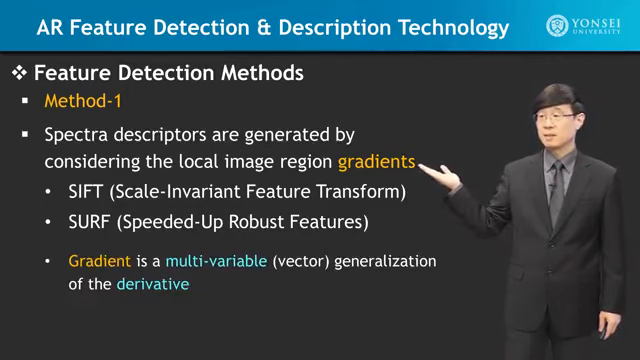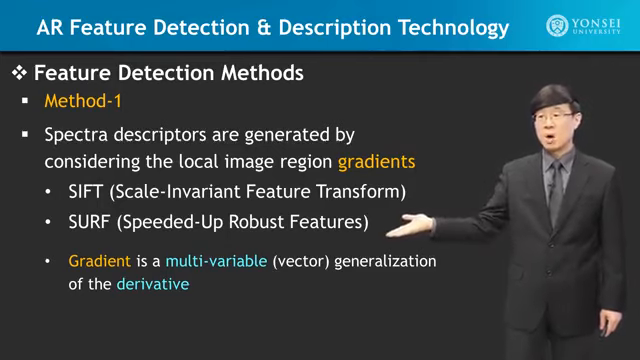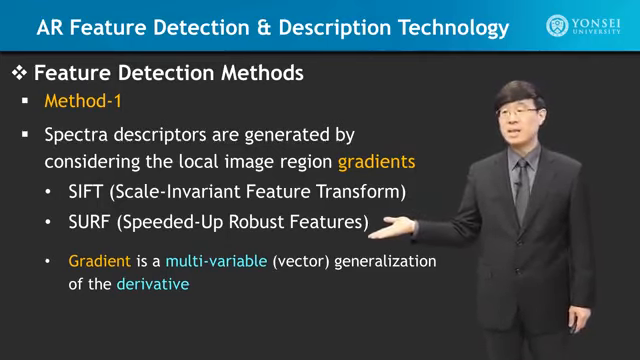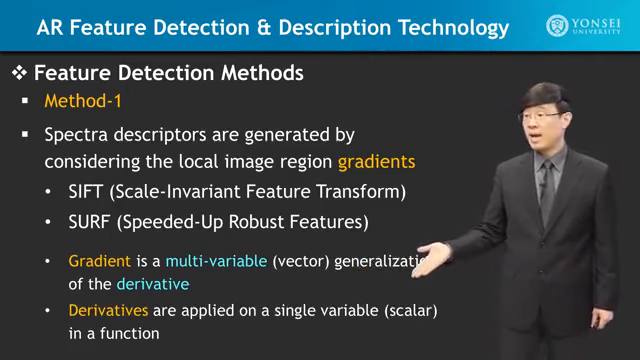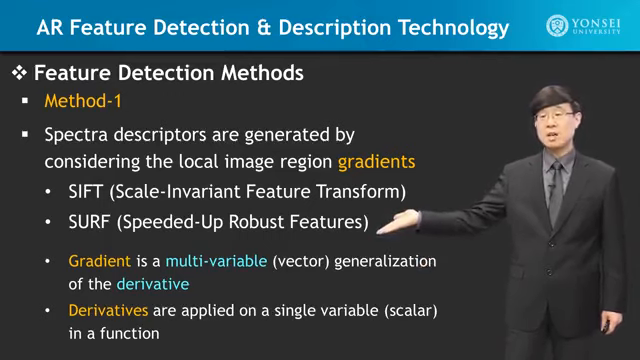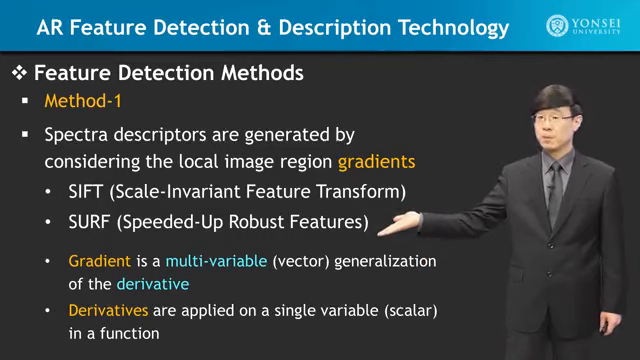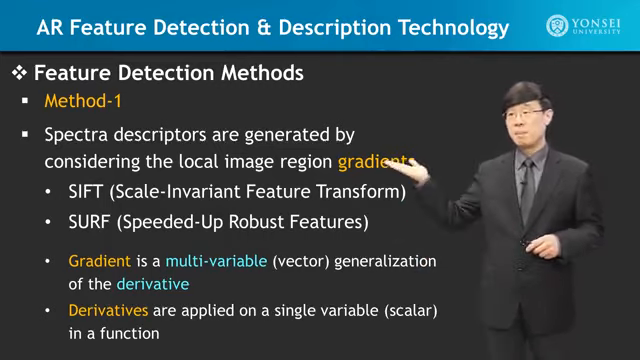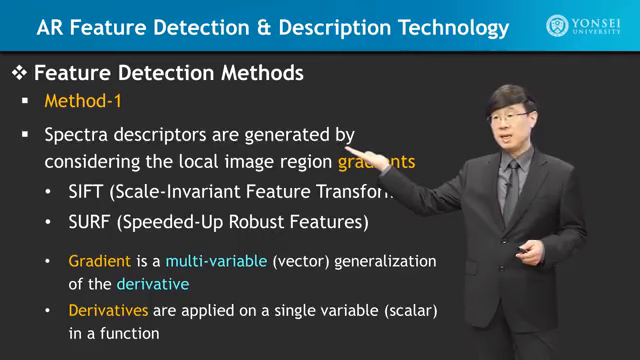A gradient. What is a gradient? Because this is used for the local image region processing in feature detection in method 1. Well, you can think of it like this. A gradient is a multivariable generalization of the derivative. A derivative is a derivative of a single variable, normally a scalar. A gradient is done on multiple variables and therefore normally represented in terms of a vector. So, using gradients in method 1 is what will enable us to generate the spectra descriptors.